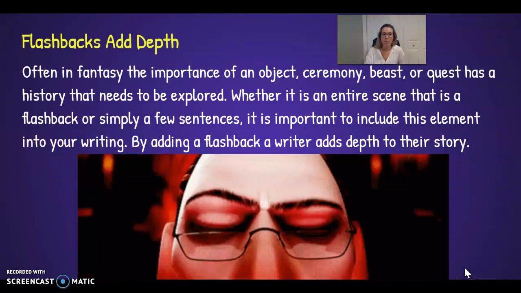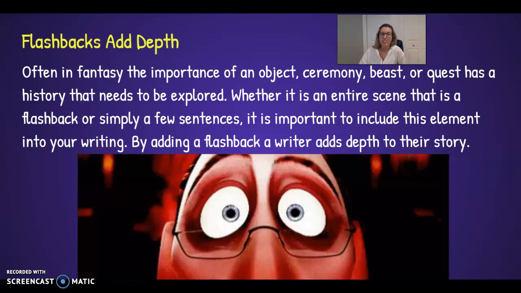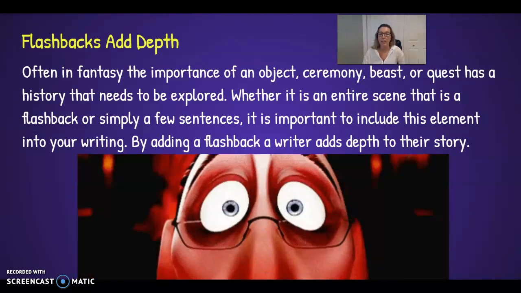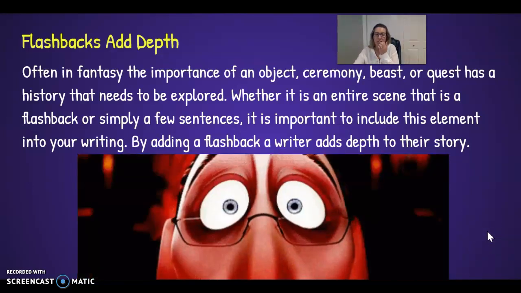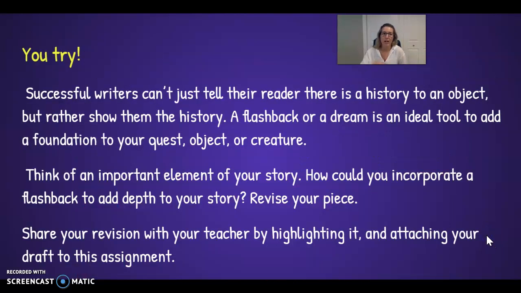Often in fantasy, the importance of an object, ceremony, beast, or quest has a history that needs to be explored. Whether it is an entire scene that is a flashback or simply a few sentences, it's important to include this element in your writing. By adding a flashback, a writer adds depth to their story. So again, adding that flashback adds a layer of depth and a dimension to your story as well.